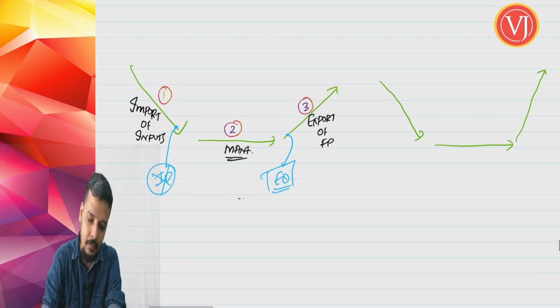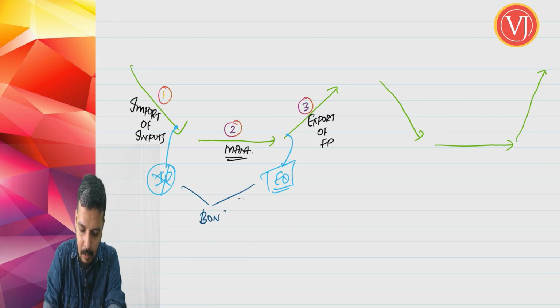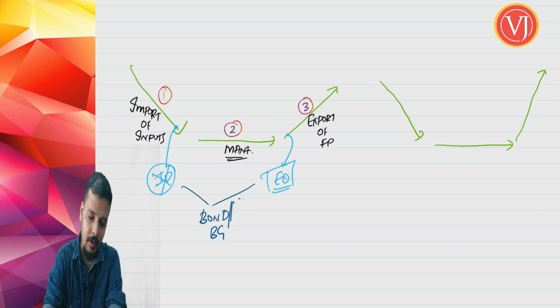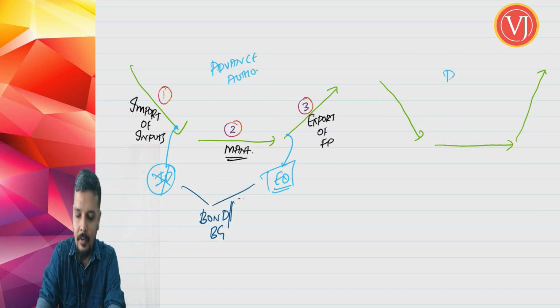Therefore, you have to execute a bond or bank guarantee, because you are promising something which you are going to fulfill later. Now, this is all about your advance authorization in a very simple way. Advance authorization. Now, duty free import authorization.